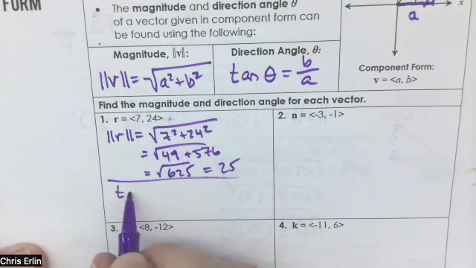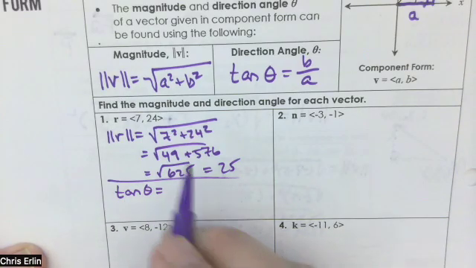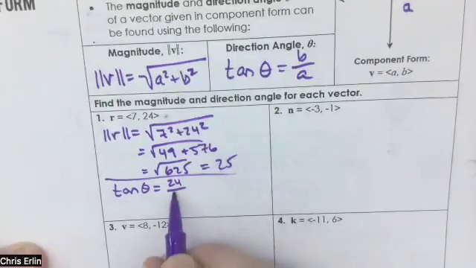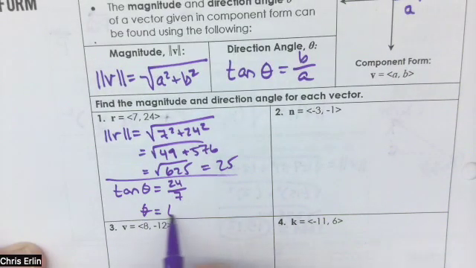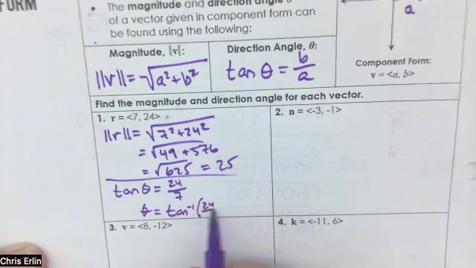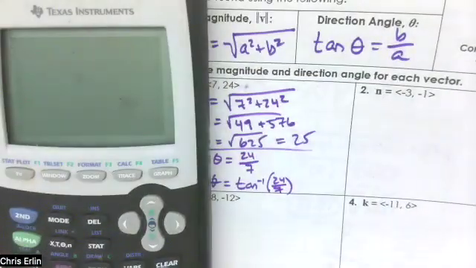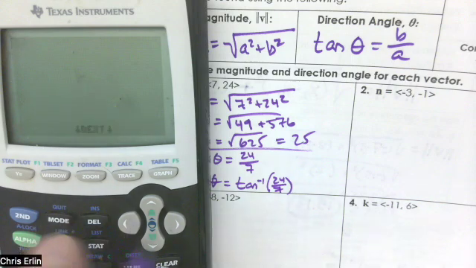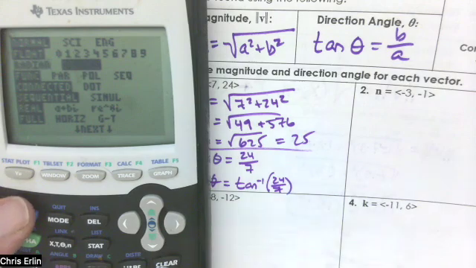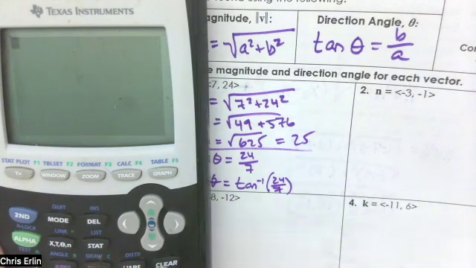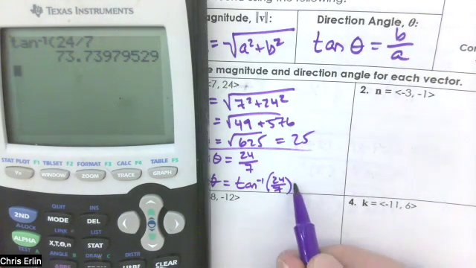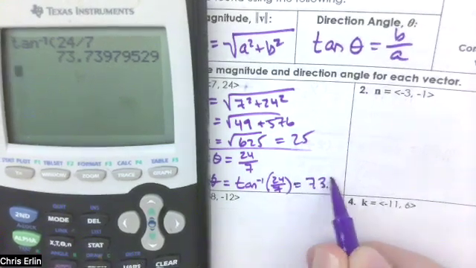And the direction, I'd say that the tangent of theta is equal to b over a. So theta is equal to the inverse tan, 24 over 7. Should I do degrees or radians, you think? Probably degrees, because if it's radians, it's going to have like pi wrapped up in it that I can't really see. So I'm going to choose degrees. And then I'll go second tangent of 24 divided by 7. And I get 73.74.